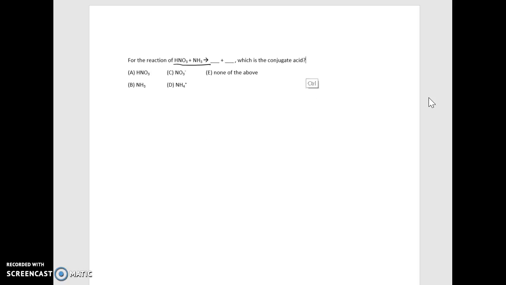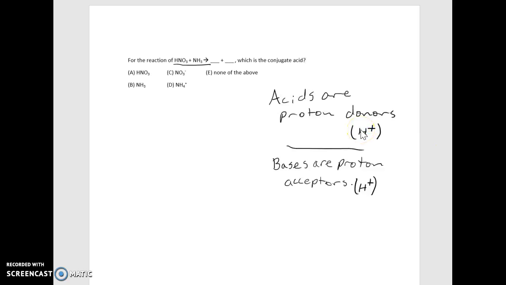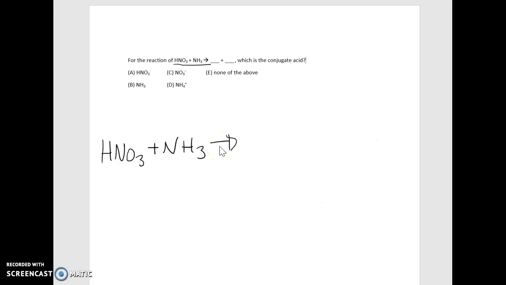So to solve this problem, the first thing that we have to remember is the Bronsted-Lowry theory of acids and bases, which states that acids are proton donors, so H+, and bases are proton acceptors. So here we have HNO3 plus NH3 yields blank and blank.